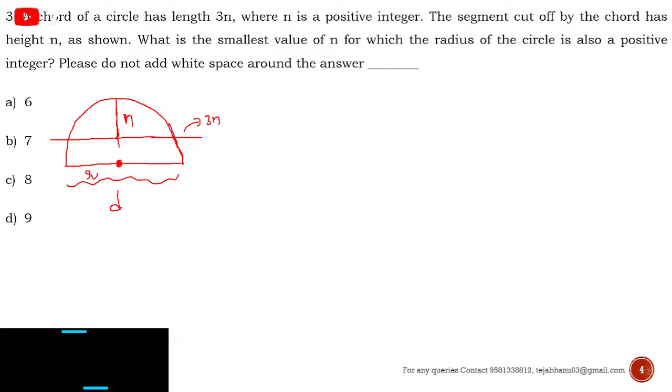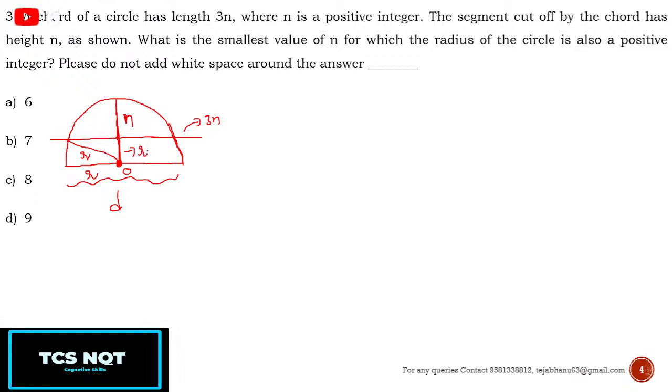The height of the circle is n. That is what he told. Look, as this is the center O, wherever we take it, this is the radius R. This is the radius R only, no doubt about it. So what is this length? This length is nothing but radius minus n. R minus n.